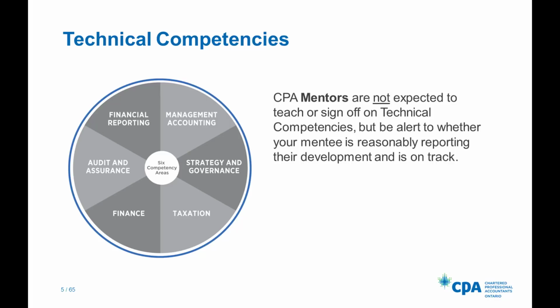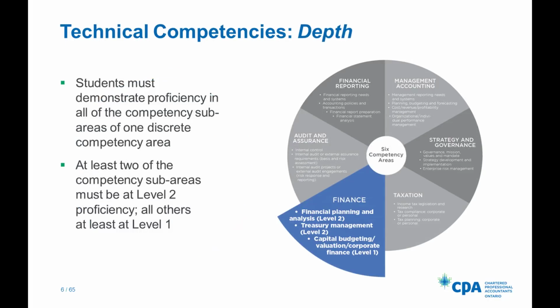CPA mentors do not sign off or approve a student's technical competency development, but pay attention to their development and let them know if you think they're misjudging themselves on how fast or slow they're progressing. To complete the technical competency requirements, students must develop depth, core, and breadth. Depth is where a student has developed proficiency to a level 1 in all of the competency sub-areas to one discrete competency, and at least 2 of these competency sub-areas are at level 2.